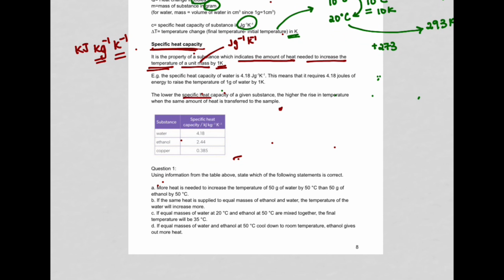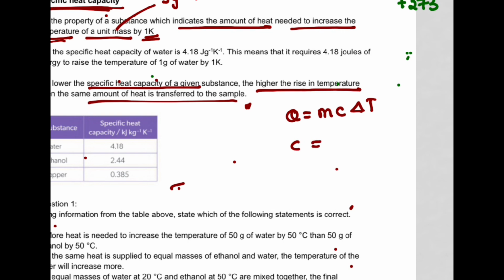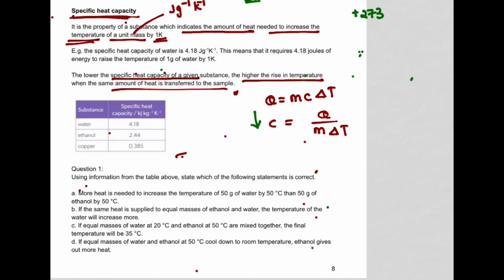The lower the specific heat capacity, the higher the rise in temperature for the same amount of heat transferred to the system. If I rearrange the equation, the lower the specific heat capacity, the higher the rise in temperature. So delta T is going to be higher. The higher the specific heat capacity, the lower delta T is going to be, because specific heat capacity has an inverse relationship with delta T. So this is what it means.